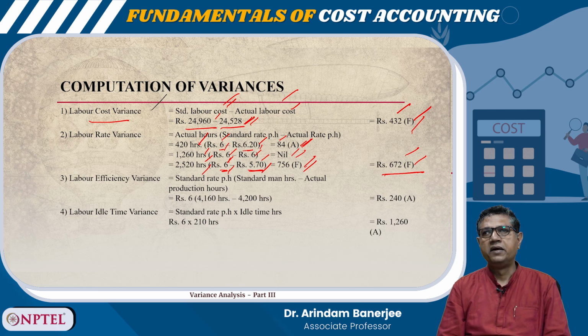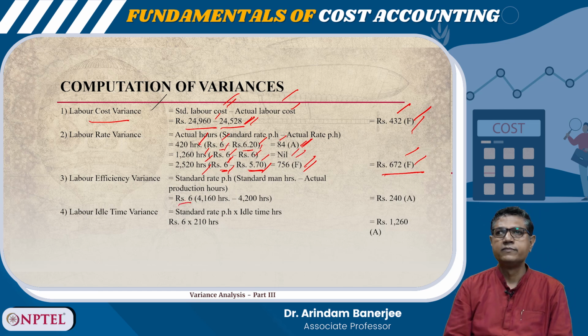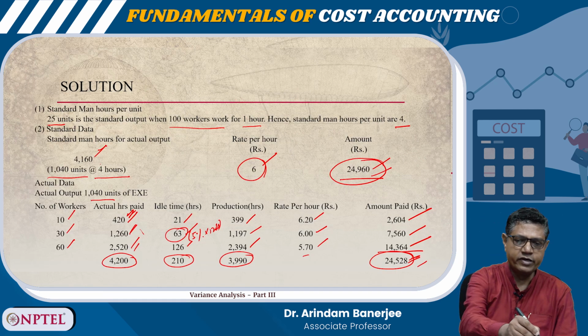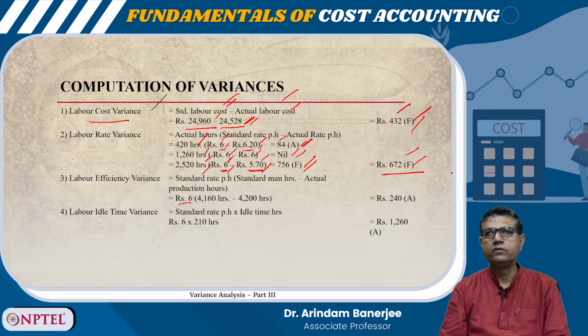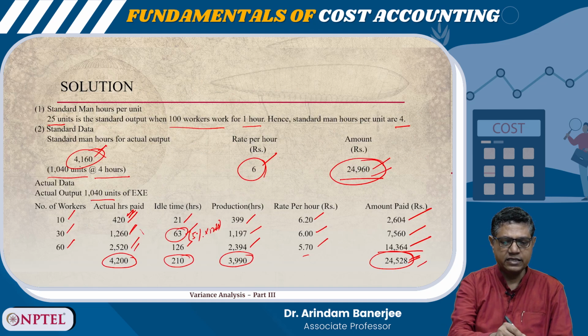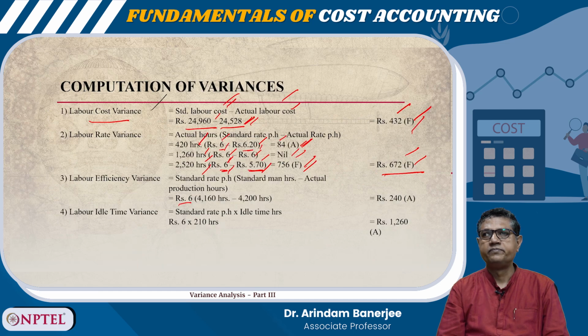Labor efficiency variance uses the standard rate per hour, which is 6 for all the groups, times the standard man hours of 4160, which we calculated here, minus the actual hours. The actual hours we can see from here are 4200, the actual hours paid including the idle time.